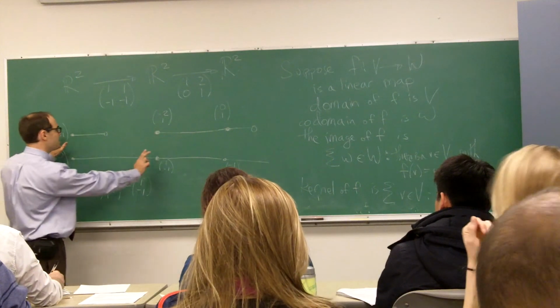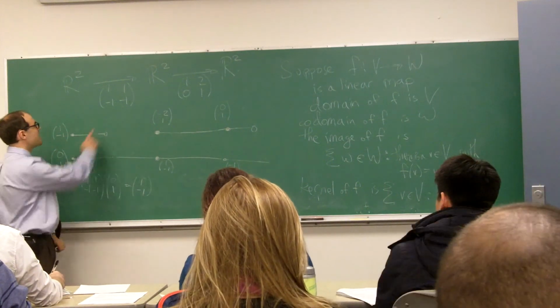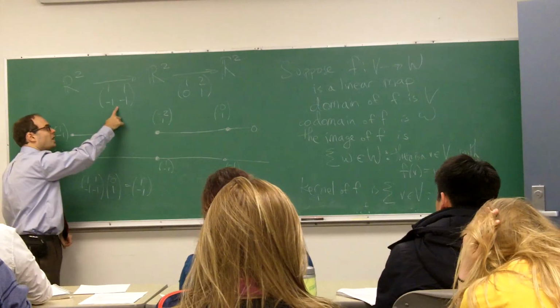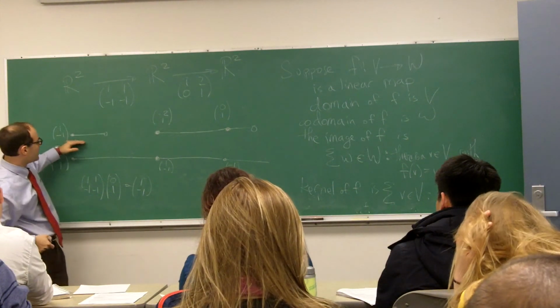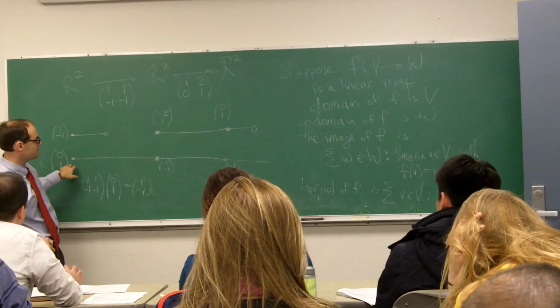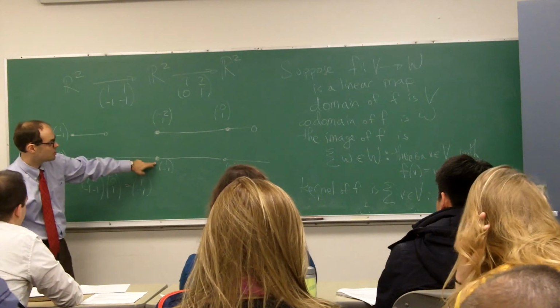If you just focus in on what's happening to the vectors here, it's taking one dimension of the domain and mapping it to 0, and the remainder of it persists and goes into the image.